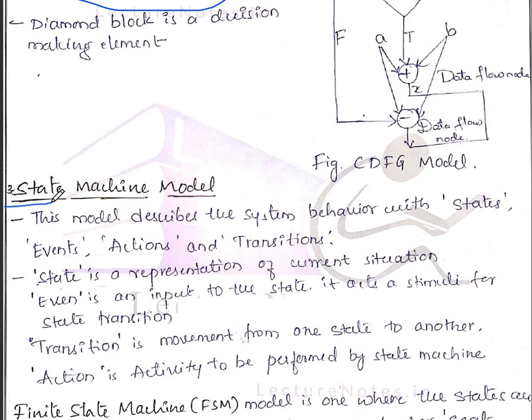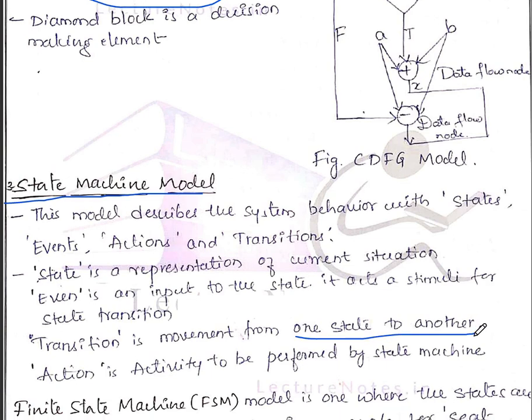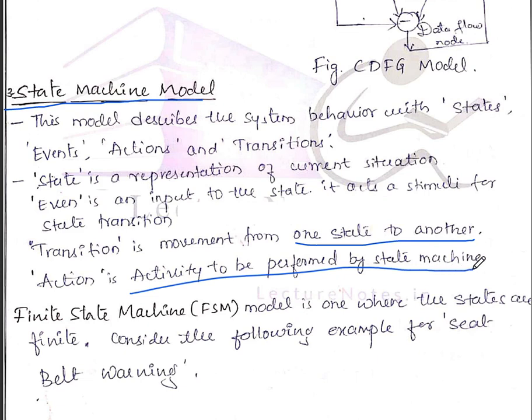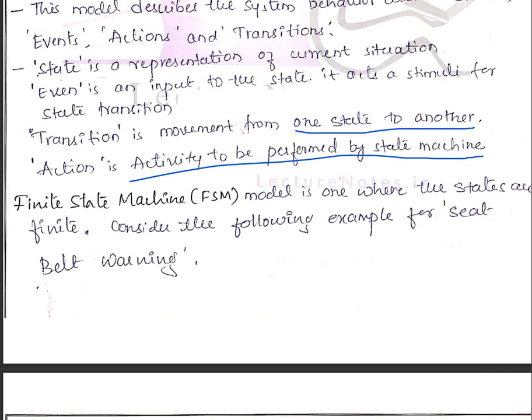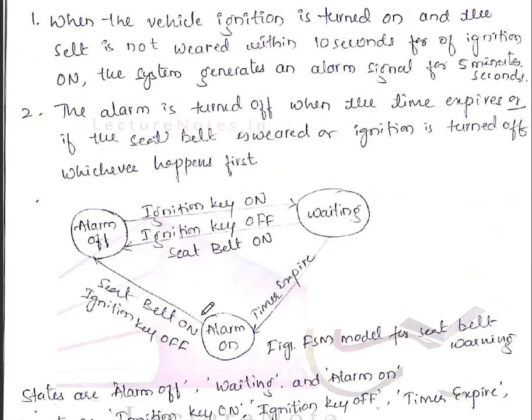And next one would be state machine model. This model describes the system behavior with states, events, actions as well as transition. So state is a representation of element situation and element's current situation, whereas event is an input to the state. It acts as a stimuli for this state transition. Transition is the movement from one state to another, whereas action is the activity to be performed by the state. Also, FSM model is one where the states are finite, and consider the example of seatbelt warning system.